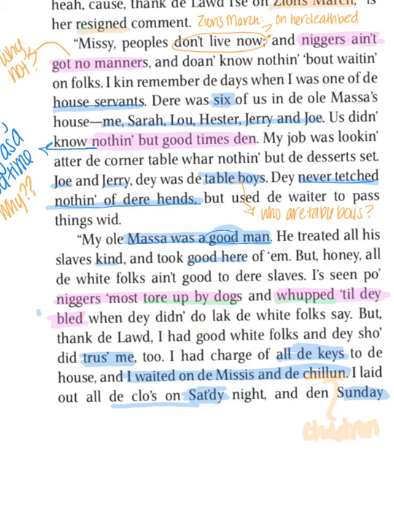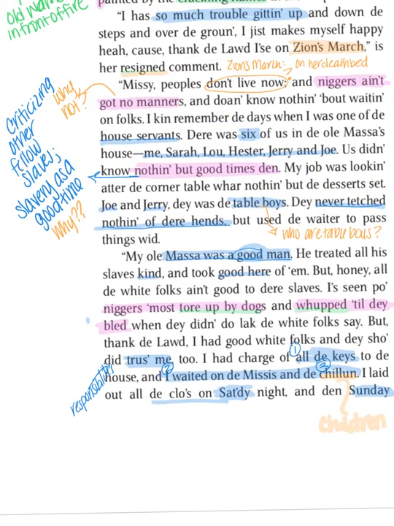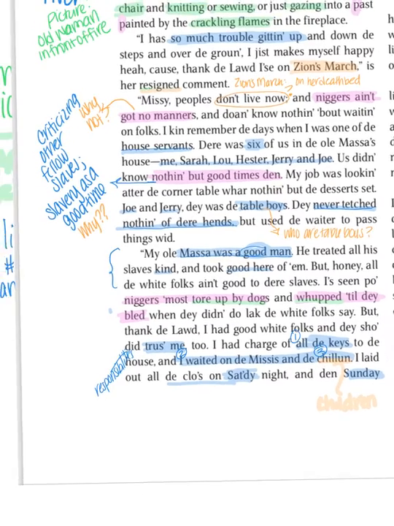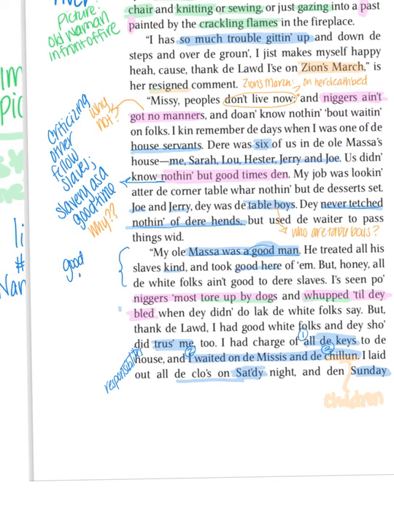So let's go back through this and let's make a note here. Her responsibilities: she had all the keys. She waited on the missus and the children. These are her responsibilities. It's her job in the house. And up here, she's contrasting the way that she was treated. She had a good, kind master. They trusted her. But she had friends who didn't. Others were mean. But not hers.